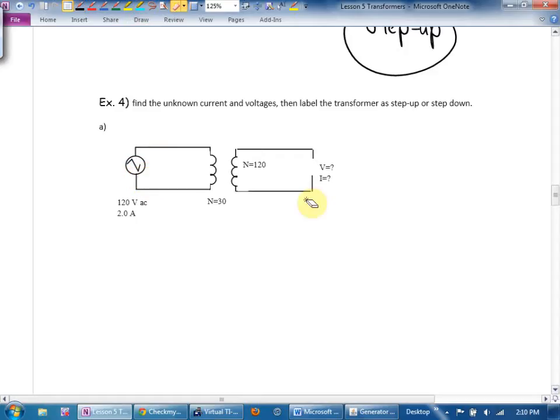Okay. It says find the unknown currents and voltages, and then label the transformer as step up or step down. Look at what they gave me. Did they tell me both voltages? No. Did they tell me both currents? No. Did they tell me both ends? That's going to be my starting point. N primary over N secondary equals. Miguel, do you want to find voltage first or current first? I don't care. So it's going to be voltage primary over voltage secondary. And they want us to find the secondary voltage. That must mean they've told us everything else. Let's see. N primary is 30. N secondary is 120. Voltage primary is 120 divided by voltage secondary.